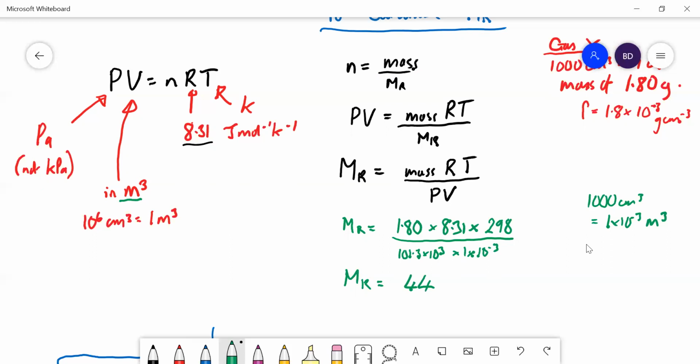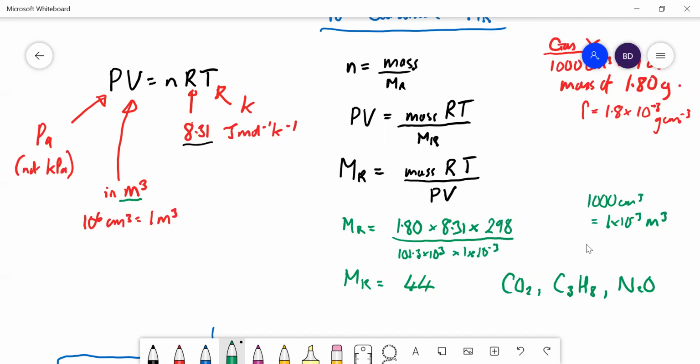And that means the gas is probably CO2, or actually it could be propane, C3H8, which is also 44. And I think the other one is N2O, 28 plus 16, yeah, that's 44 as well. All of those three are 44.